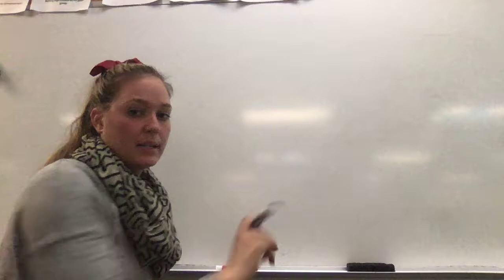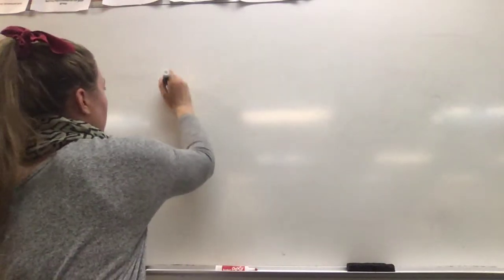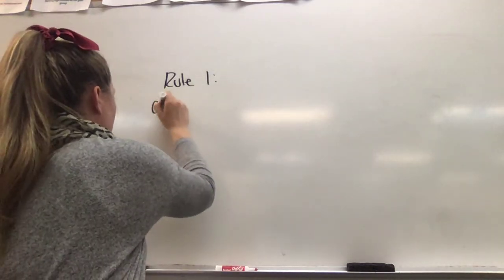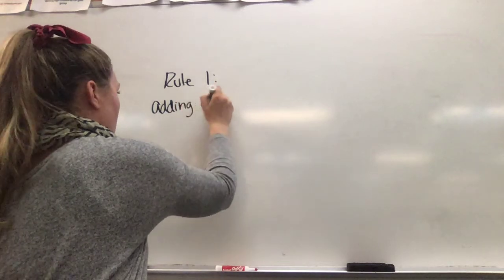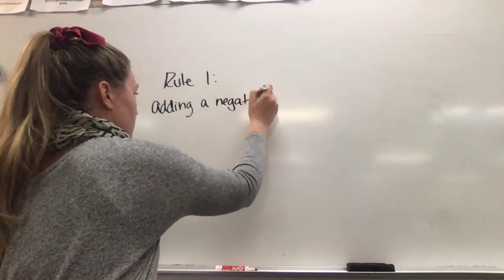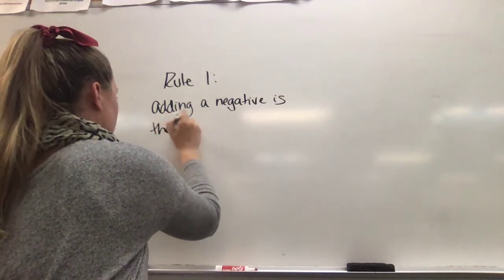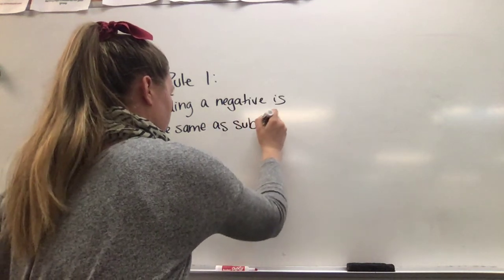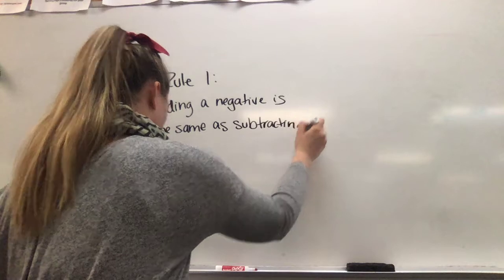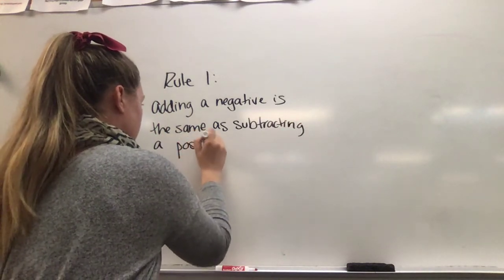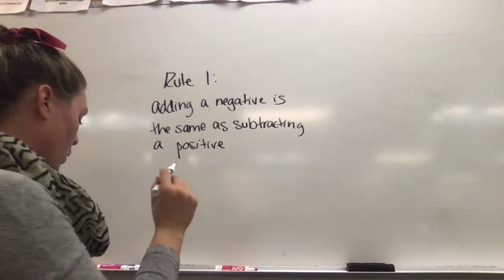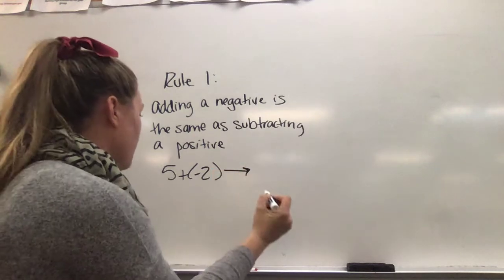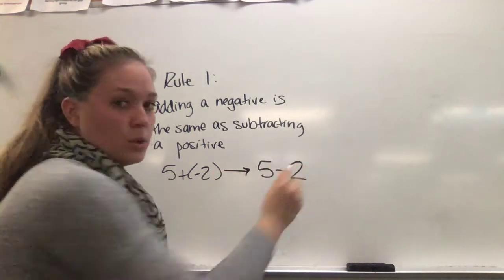So we have connected addition and subtraction with a couple rules here. And I hope that you write these down. So rule 1 is adding a negative is the same as subtracting a positive. So we had 5 plus negative 2. That is the same as 5 minus 2.